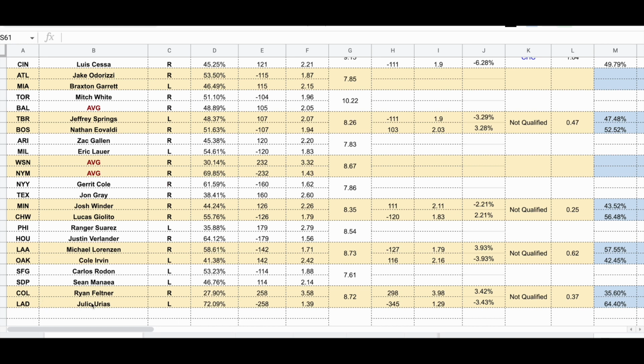Colorado against LA Dodgers, Feltner against Urias. Based on my projections, of course, Colorado will have only 27.90% chance to win this game. So my fair odds plus 258, bookmakers plus 298, small value with Colorado, of course. But if you bet on Colorado, you still have only 27.90% chance to win this game. So there's not enough value with Colorado to win this game today.